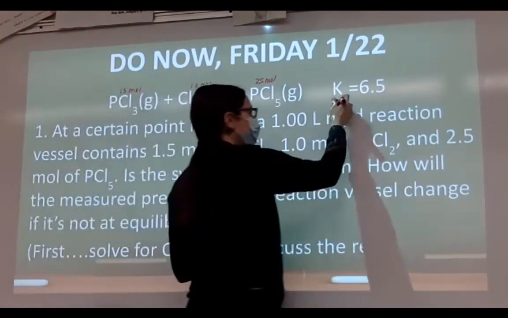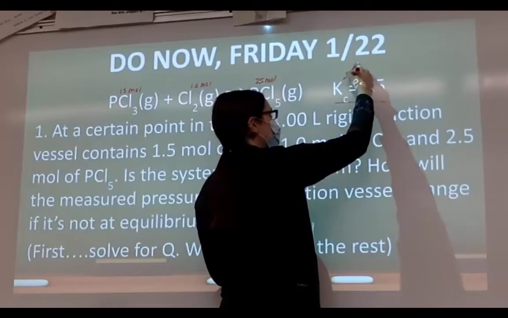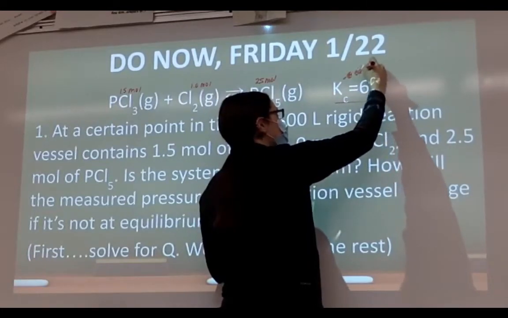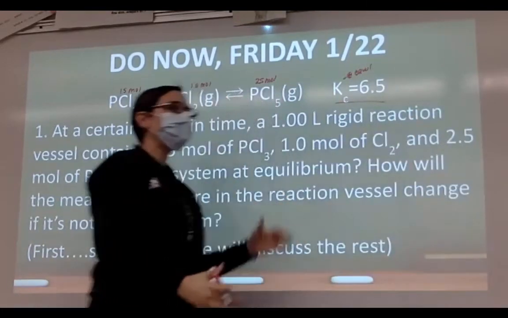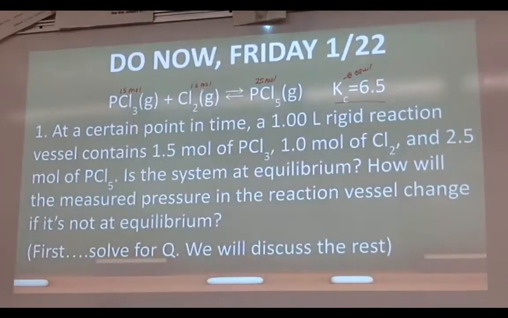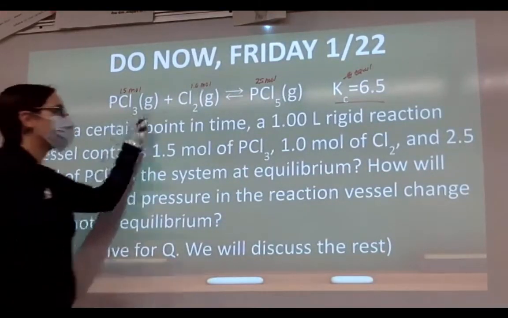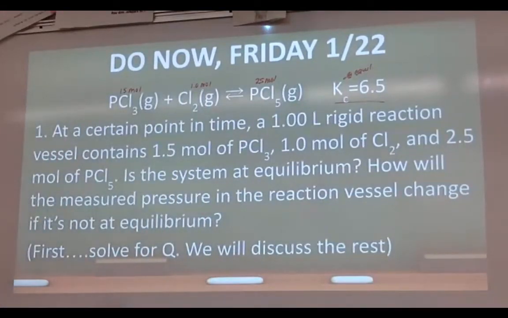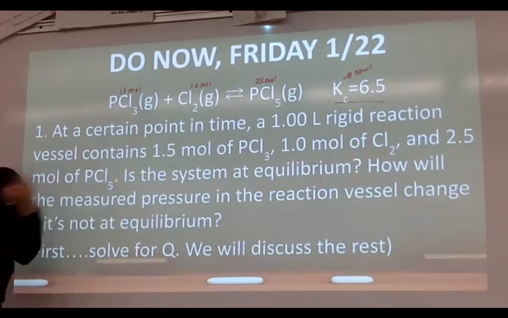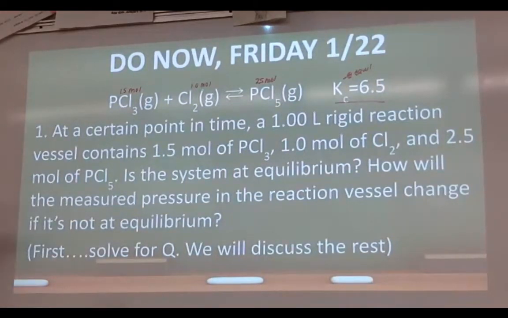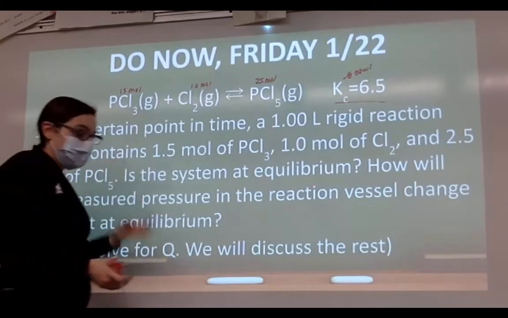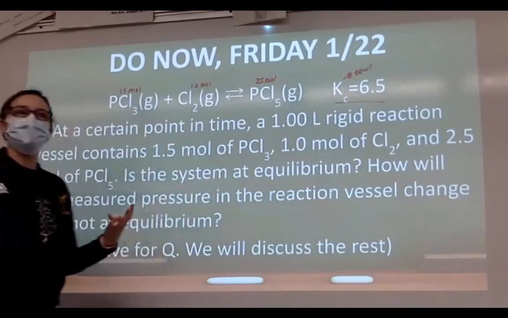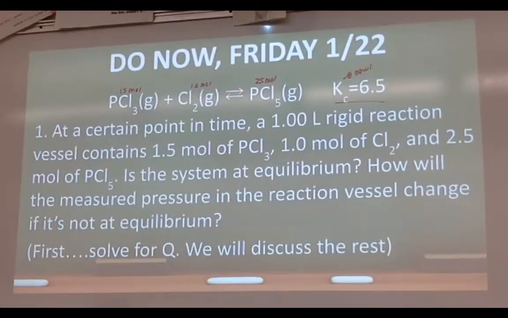Remember that K, in this case Kc, is the equilibrium constant at equilibrium. So if this reaction is at equilibrium and we do products over reactants, our value should be 6.5. But what if we're not at equilibrium, or we don't know if we're at equilibrium? This just says at a certain point in time, so we don't know if we're at equilibrium or not. That's when we use Q.